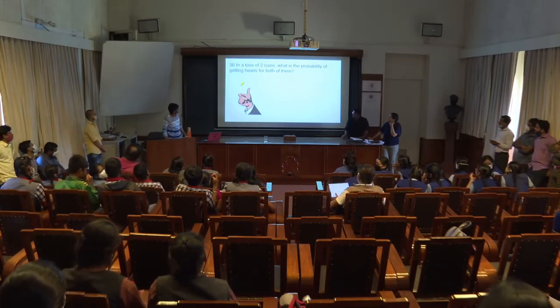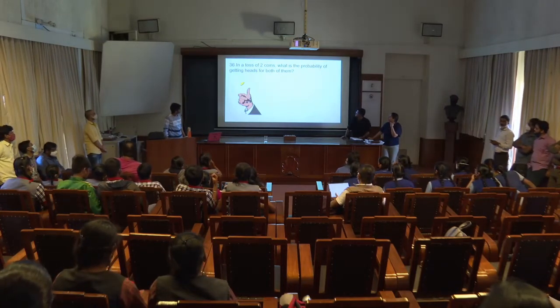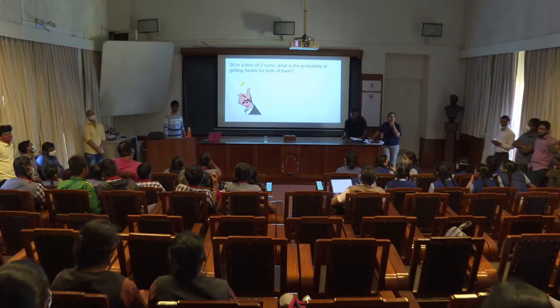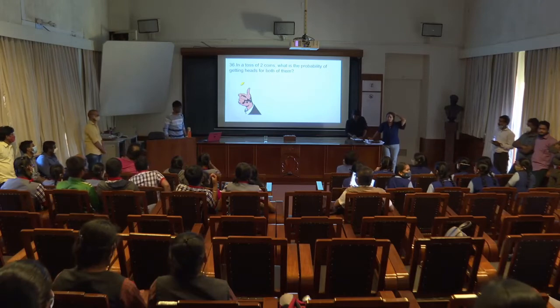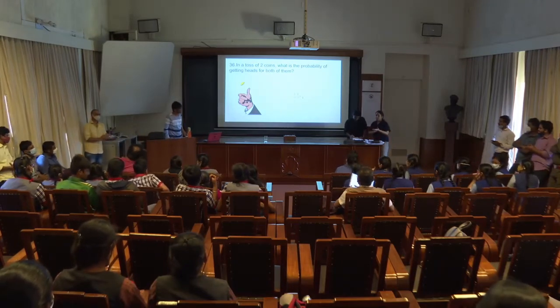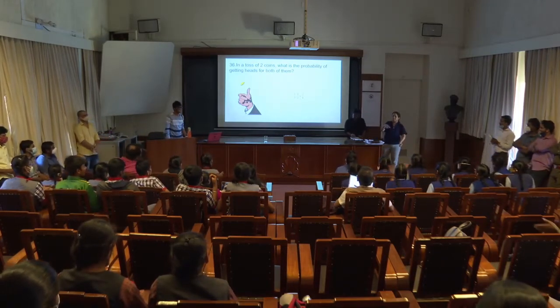Question number 36 to team B. In a toss of two coins, what's the probability of getting heads for both of them? 1/4. Correct. It's 1/4. Please clap for everyone.